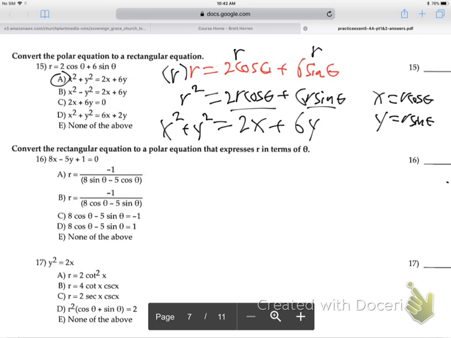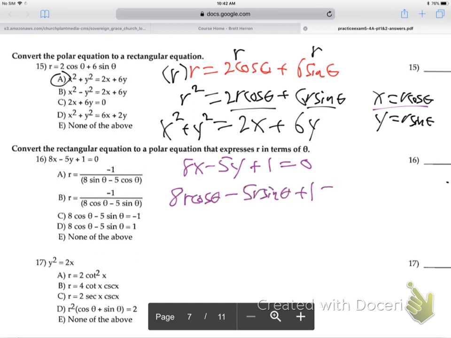Number 16, convert rectangular to polar. Okay, going the other way. So we have 8x minus 5y plus 1 equals 0. So x again is r cos theta and y is r sine theta. We could solve for r: move the 1 over, factor out the r, 8 cos theta minus 5 sine theta, move the 1 over.